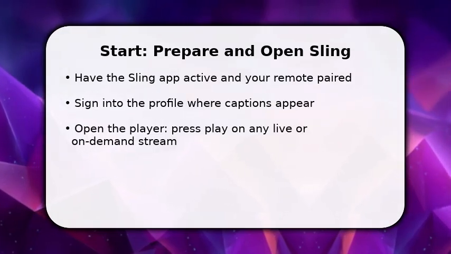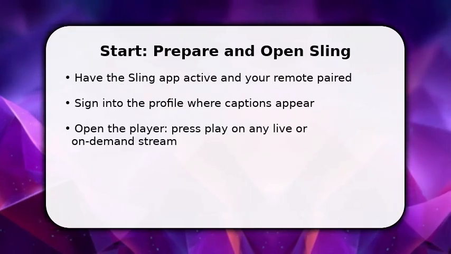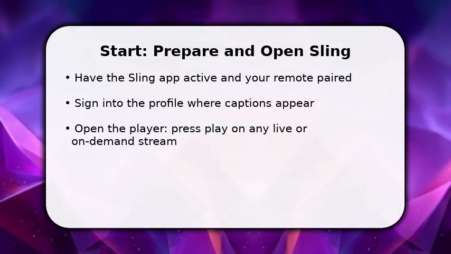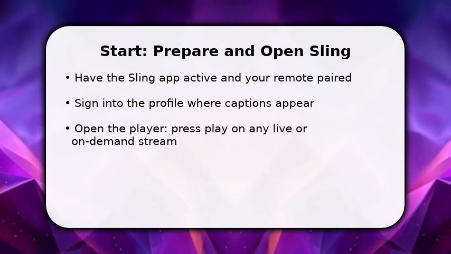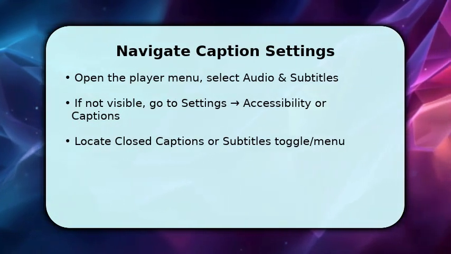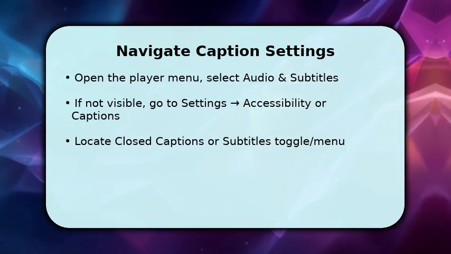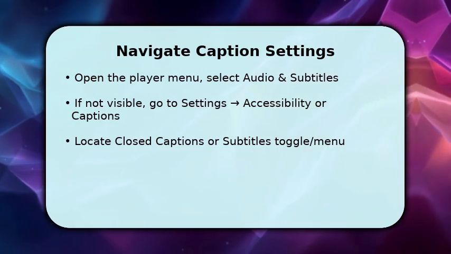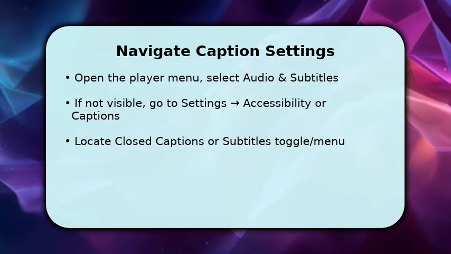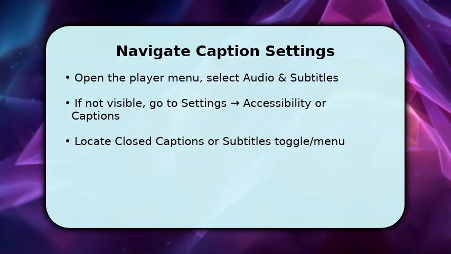This first step gets you to the on-screen menu quickly so you can access audio and subtitle controls without extra navigation. Once the player controls are visible, choose audio and subtitles immediately. That's where Sling lists caption tracks and the subtitle toggle. If you don't see it in the player, make sure to go to the app settings and then accessibility or captions. Different devices hide the option in slightly different places.